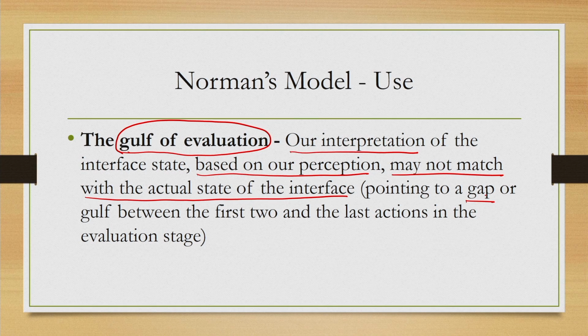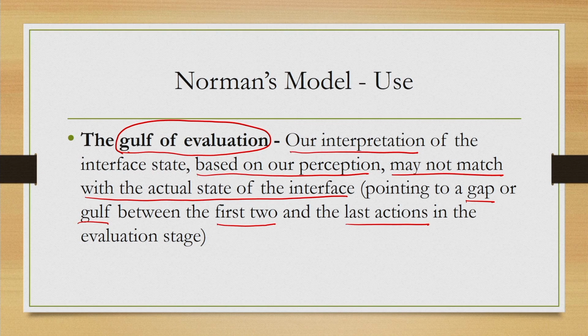In that case, there is a gap or gulf between the first 2 and the last actions in the evaluation stage. The first 2 actions are essentially perception and interpretation, and the last action is evaluation. So based on the first 2, we evaluate and come up with a conclusion which may not be true, which is due to the gulf in this evaluation stage between the actions.